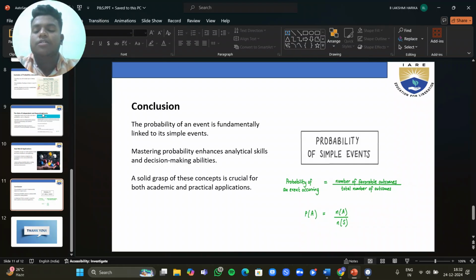The probability of an event is fundamentally linked to its simple events. Mastering probability enhances analytical skills and decision making ability. A solid grasp of these concepts is crucial for both academic and practical applications. Probability of simple events: number of favorable outcomes by total number of outcomes. P of A is equal to N of A by N of S.